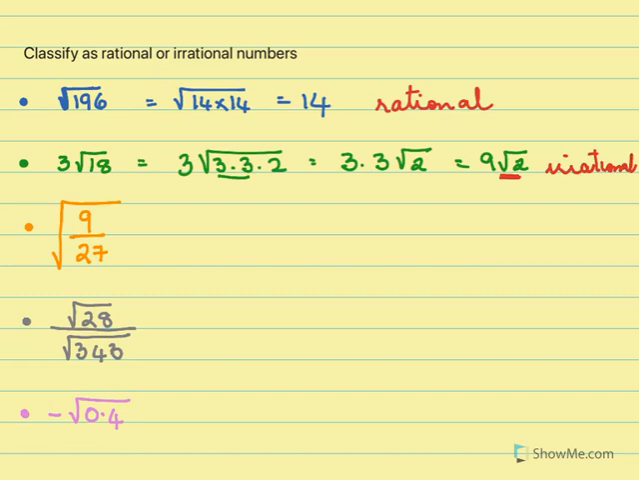Now for the next sum, we have under root of 9 by 27. Now let's first reduce it, 9 over 27. And when we reduce it, we get 1 by 3. So this becomes under root of 1 by 3. And you will definitely agree, this is irrational.